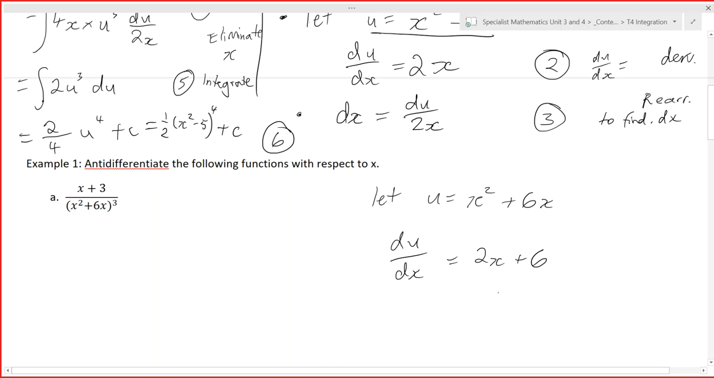Okay, so is the derivative present in this function? So this becomes 2x plus 3. So that'll make it easier later to eliminate the derivative. Alright, and then we do step 3, which is isolating dx. So bring dx over and bring this underneath the du.